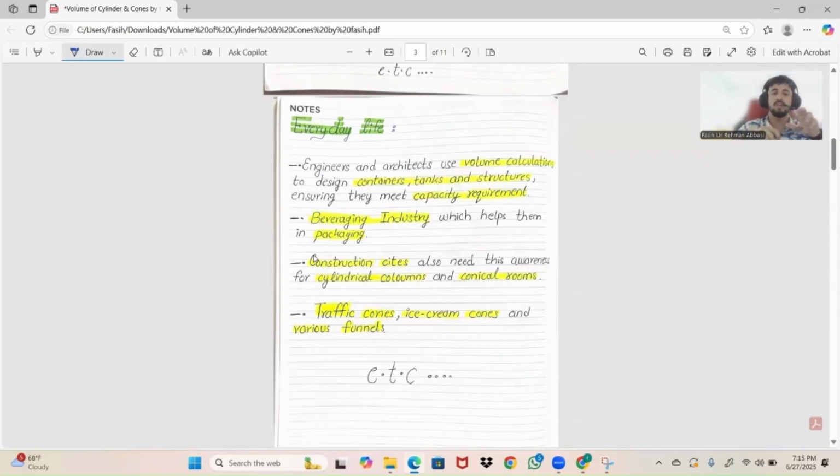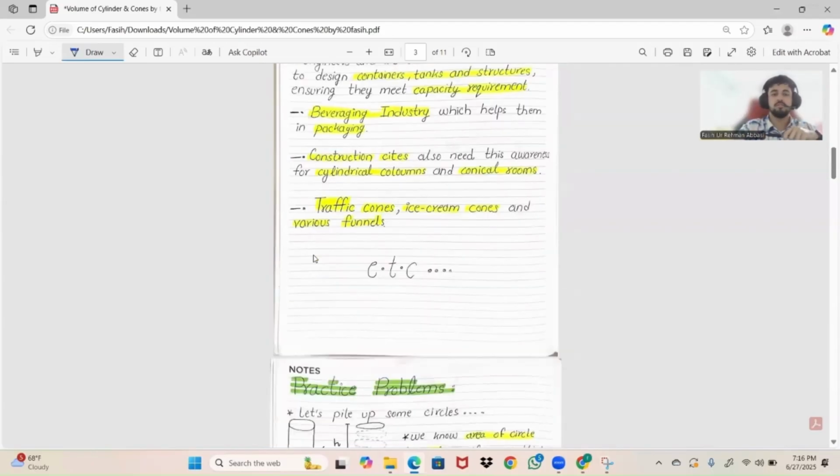Once again, volume capacity. Beverage industries use it for packaging and cans. They are not going to make every product differently. They code the machine and give it a particular volume that you're going to put the liquid in this can, this much volume, right? Construction sites also need this awareness for cylindrical columns and conical roofs, traffic cones, ice cream cones, and various funnels. So it has a huge aspect in daily life, huge applications of daily life.